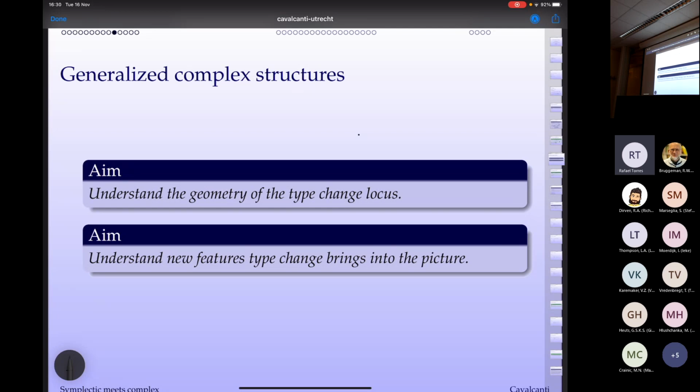And this example illustrates a bit of the things that we'd like to understand, because this really shows there's an interesting feature here that doesn't exist in just the complex or symplectic world and seems to be quite relevant. So that brings our attention. This seems to be important.